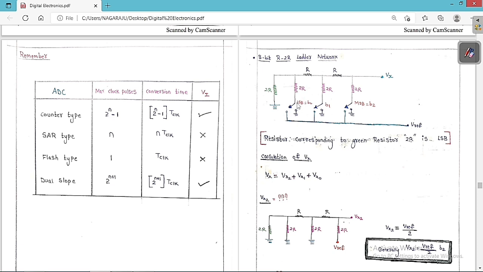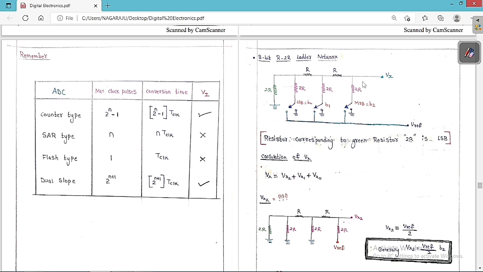See, if the switch is on, I am going to connect the switch to V reference. If the switch is off, I am going to connect the switch to ground. So these two things are possible. Whenever the switch is on, meaning 1, I am going to connect to V reference, and whenever the switch is off, I am going to connect to a reference voltage of 0.